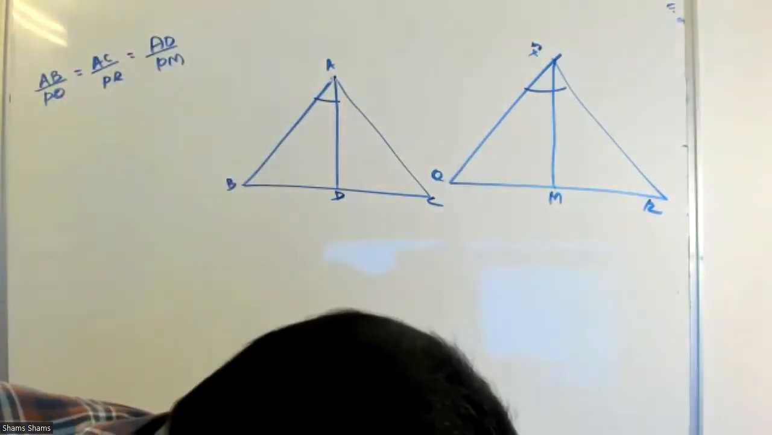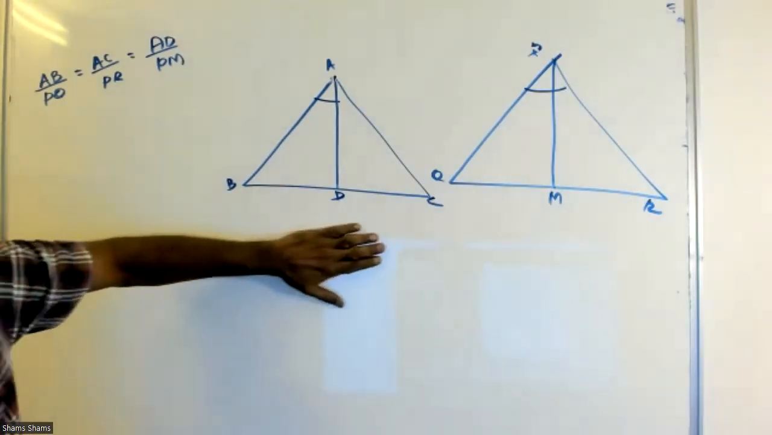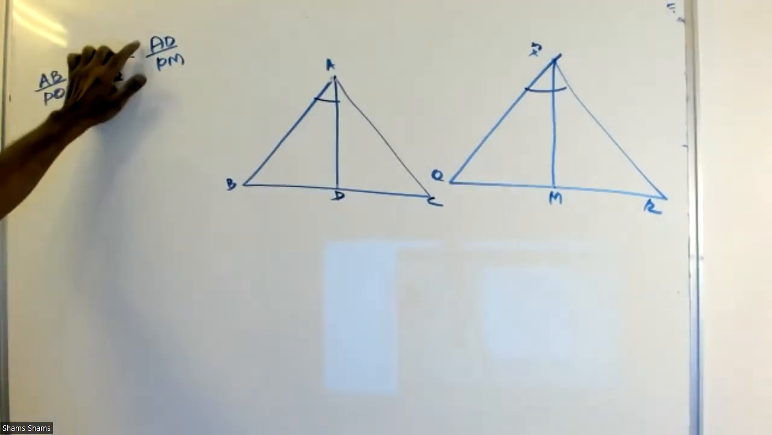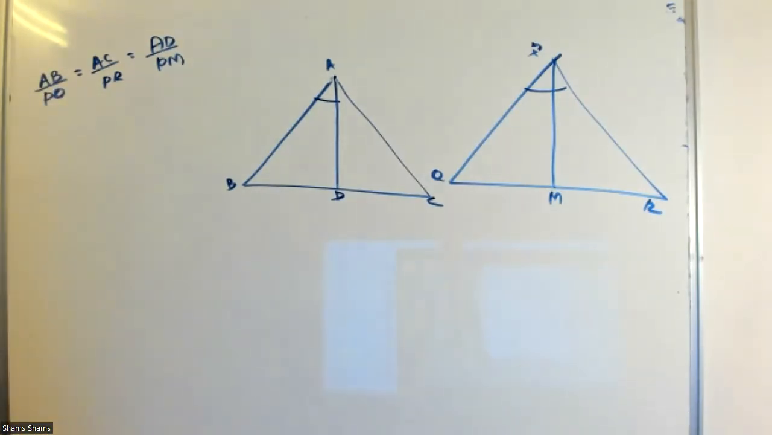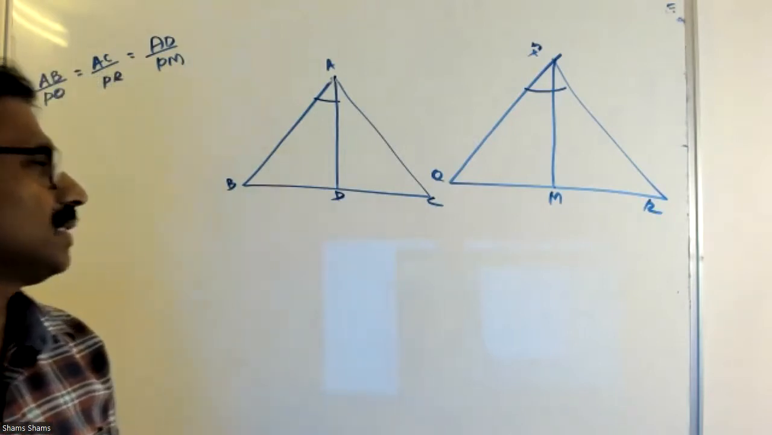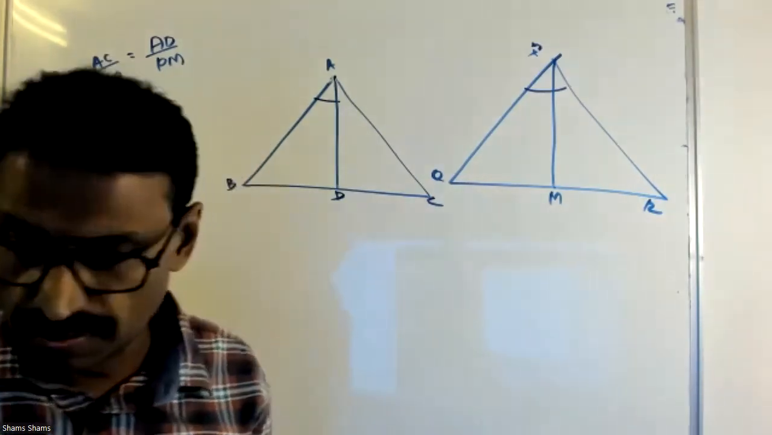Then write given: AB by PQ equals AC by PR equals AD by PM. That is given. To prove: triangle ABC is similar to triangle PQR. Okay, Sarah, you understood what is given and what you have to prove? Yes, sir. Now, Uditra, is it okay? Yes, sir.